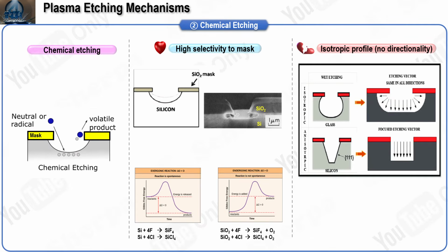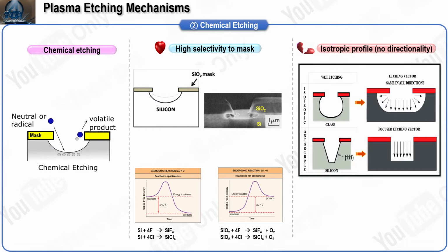This slide explains chemical etching, where reactive neutrals and radicals meet the surface, form a gas, and that gas leaves the wafer. Because these species arrive without a preferred direction, removal happens sideways and downward at almost the same rate, so the shape is isotropic. Plasma helps by breaking feed gases into highly reactive fragments at low temperature. For silicon, the key fragment is fluorine, and the reaction makes a gas called silicon tetrafluoride that the pump removes easily. This also explains why an oxide mask survives while silicon is etched.